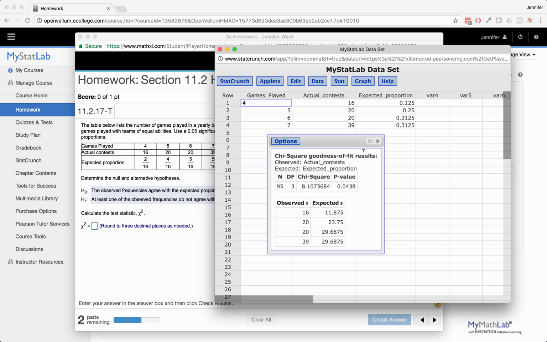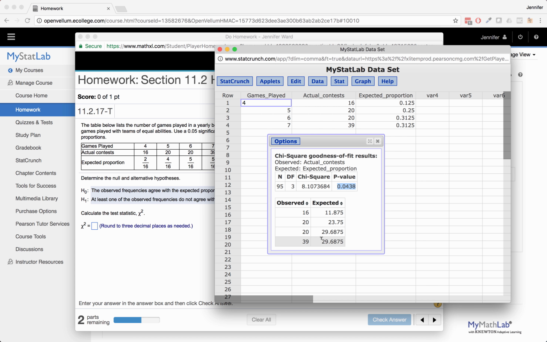So what we have here in this chi-square output, we have the variables, the observed and expected, and then what they're labeled. We have n, so that's our sample size. It looks like there were 95 games that were played. So our degrees of freedom are 3 because we have 4 categories, and 4 minus 1 is 3. Then we have 8.11. That's our chi-square test statistic. And then lastly, we have the p-value, 0.0438.